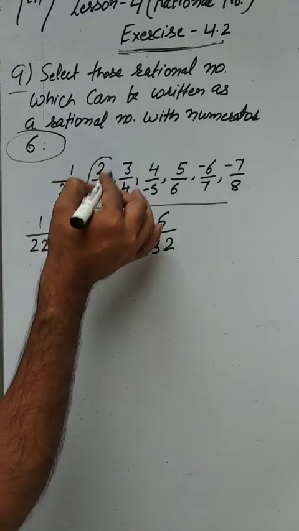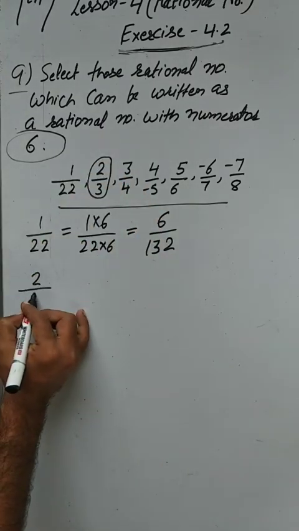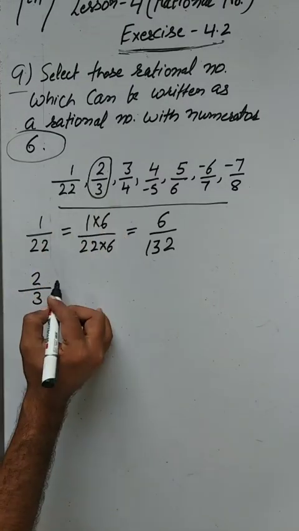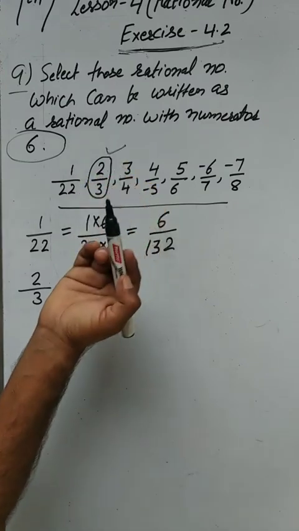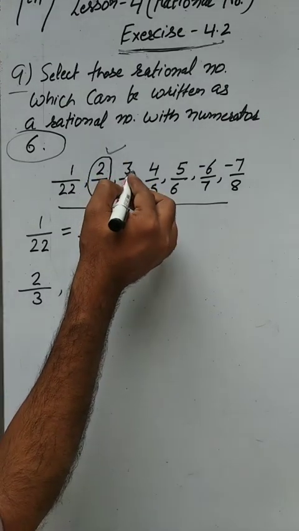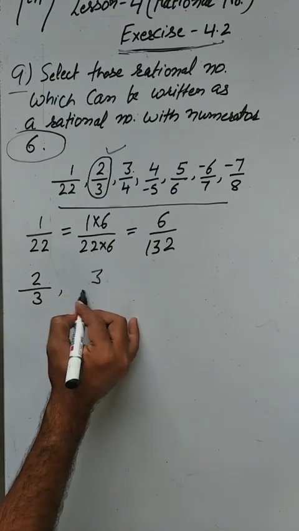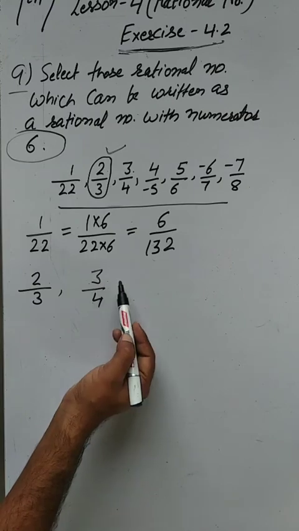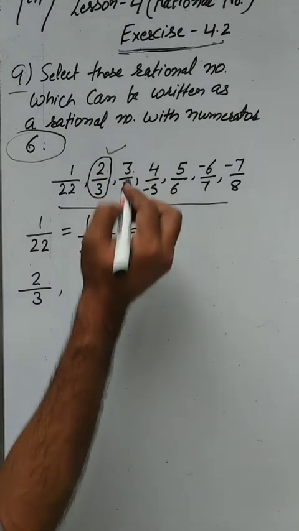Now the second rational number is 2 upon 3. Here the numerator is 2. Can I change 2 into 6? Yes, definitely. 2 will be multiplied by 3, and it will be changed into 6. And the third rational number is 3 by 4. Can I change 3 into 6? Yes. 3 multiplied by 2 will be changed into 6.